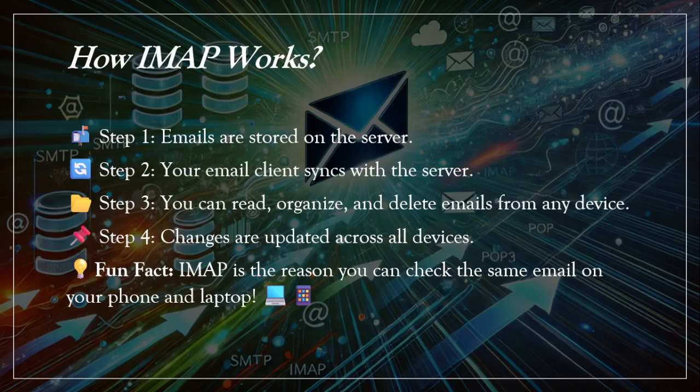This is how IMAP works. Emails are stored on the server. Then the email client syncs with the server. When you read, organize, and delete emails from any device, changes are updated across all devices. That is the reason you can check the same email on your phone and laptop.